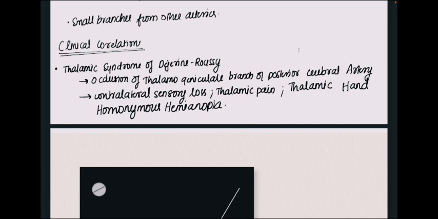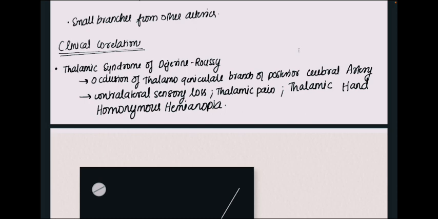This is due to the involvement of the ventral posterior nucleus. We have discussed before that the ventral posterior nucleus has two parts, the ventral posterolateral and the ventral posteromedial. These two nuclei receive all sensation from the entire body. Hence, the sensory supply from the contralateral part of the body is lost due to the involvement of the ventral posterior nucleus. Then we have the thalamic pain.